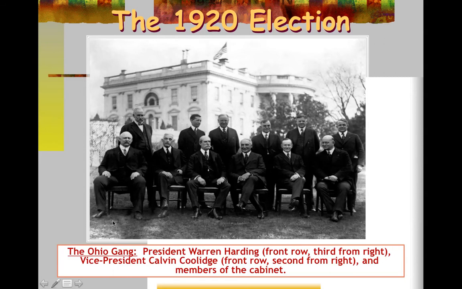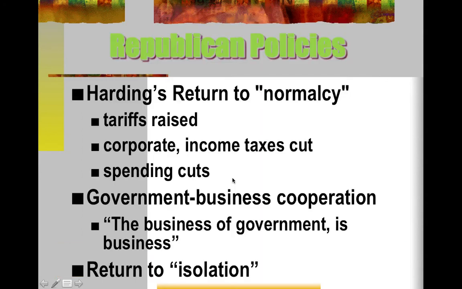You can see this picture right here. Harding, third from the right, here he is right here. His vice president, Silent Cal or Calvin Coolidge, right here, who is going to take over for Harding. And all these guys here, Herbert Hoover, this is somebody you're going to get to know pretty well. These are known as the Ohio Gang. They're not exactly the best guys in the world.